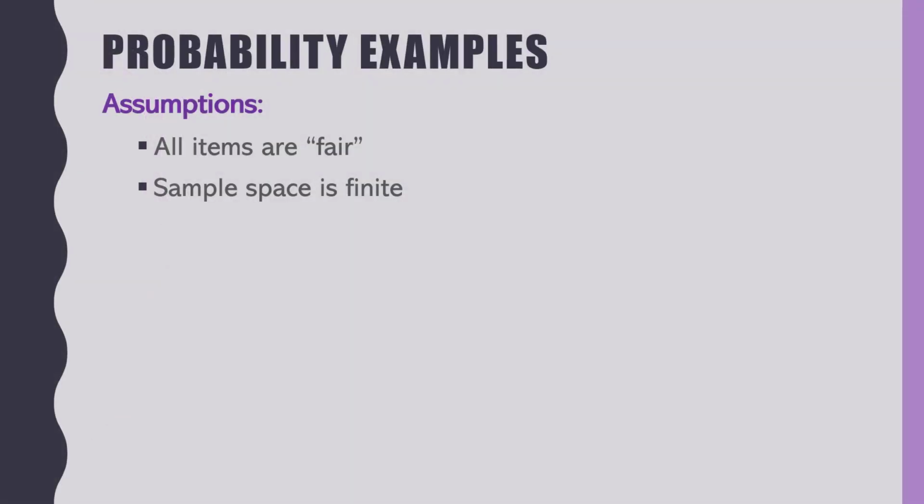So we're going to look at a bunch of examples here, and we're going to make some assumptions. Assumption number 1, all of our items are fair, meaning this isn't like a loaded die or a weighted die, or a coin that lands on heads 70% of the time, or anything weird like that. All coins are two-sided. Double-headed coins or double-tailed coins or anything like that, right?